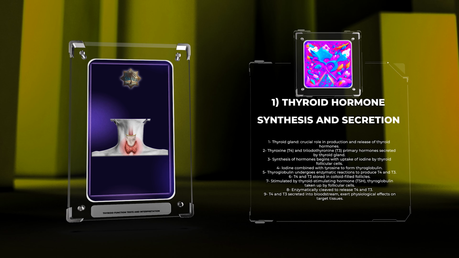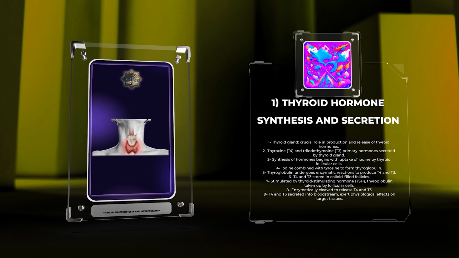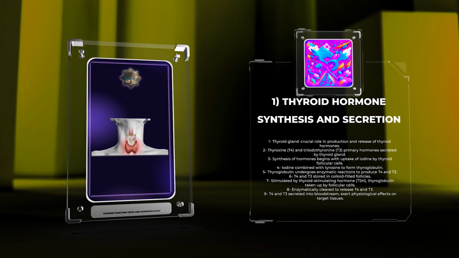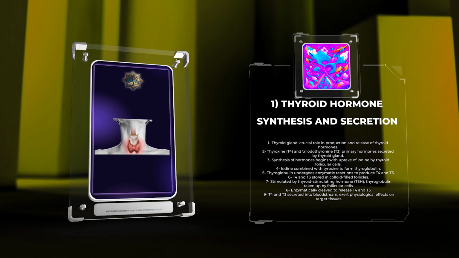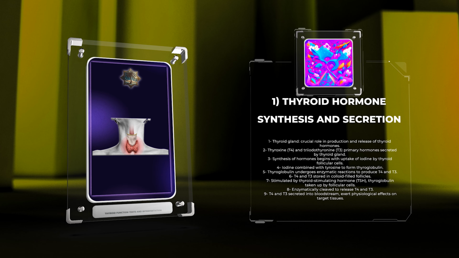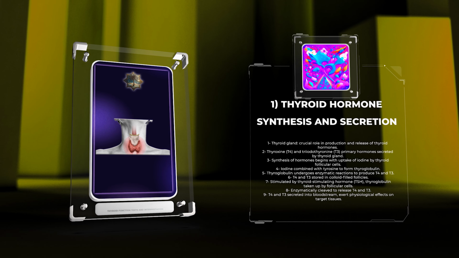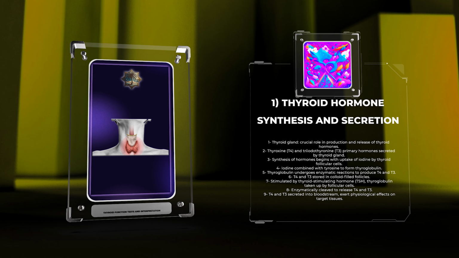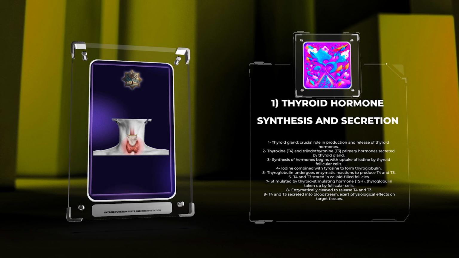Inside the follicular cells, thyroglobulin undergoes a series of enzymatic reactions to produce T4 and a smaller amount of T3. Once synthesized, T4 and T3 are stored in the colloid-filled follicles within the gland. Upon stimulation by thyroid-stimulating hormone, TSH, released from the pituitary gland, thyroglobulin is taken up by the follicular cells via receptor-mediated endocytosis. Next, within the follicular cells, thyroglobulin is enzymatically cleaved to release T4 and T3 from its structure. These thyroid hormones are then secreted into the bloodstream, where they exert their physiological effects on various target tissues.